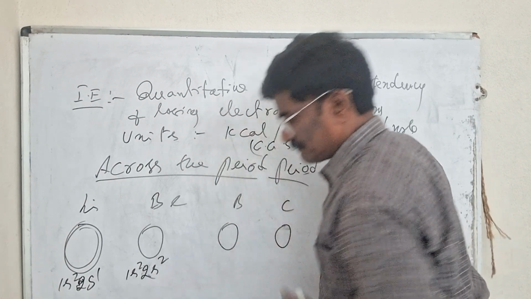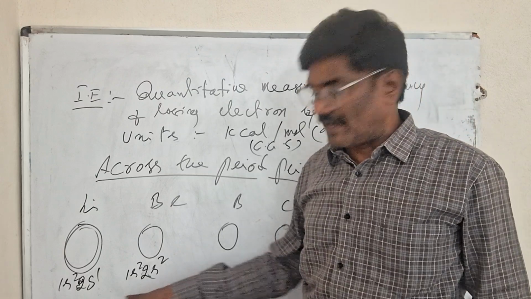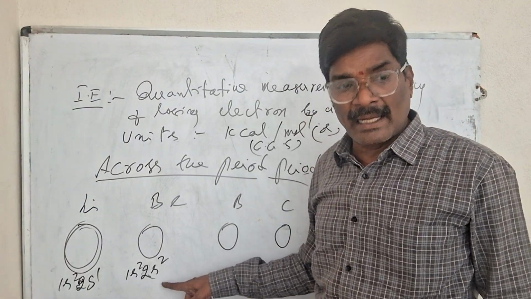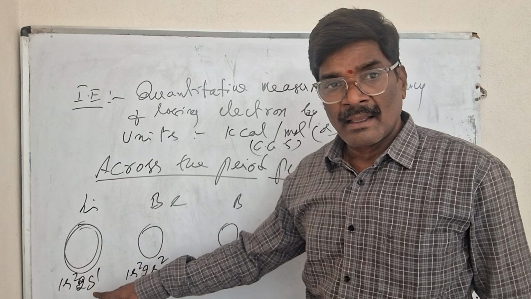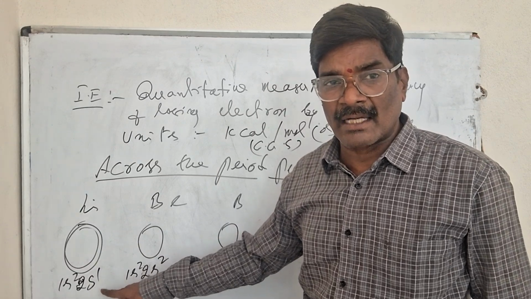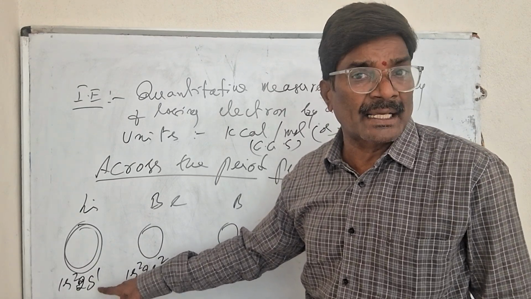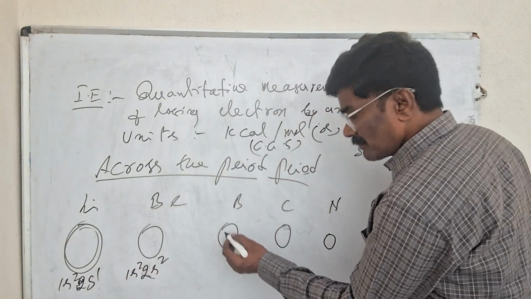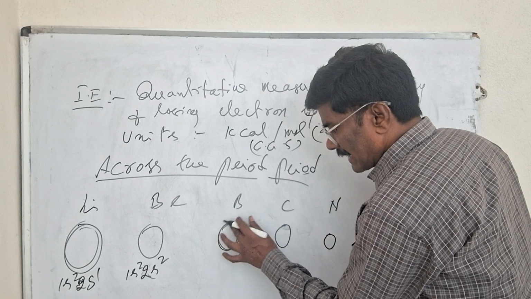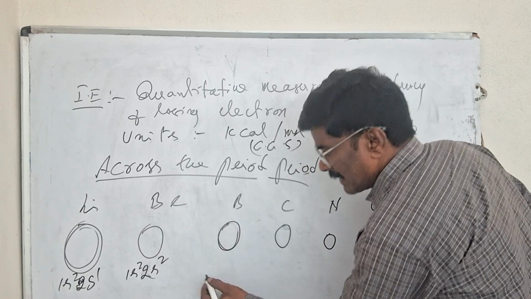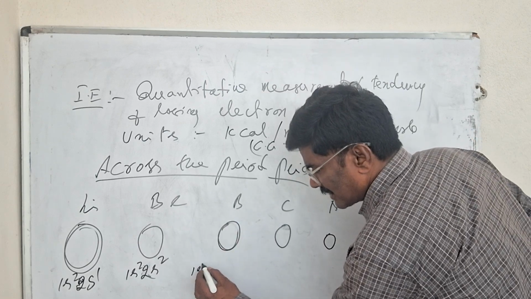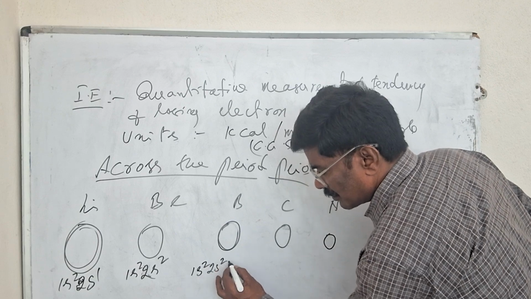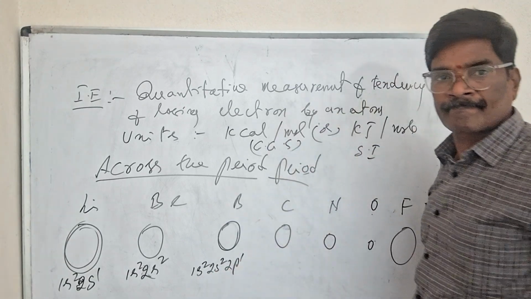1s2 2s2. The s orbital is completely filled in beryllium. But in lithium, the s orbital has only 1 electron out of 2. It can accommodate 2 electrons, but it has only 1. But when you come to boron, it is smaller than beryllium. Its configuration is 1s2 2s2 2p1.